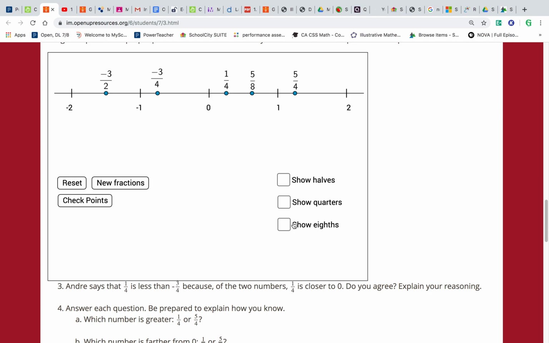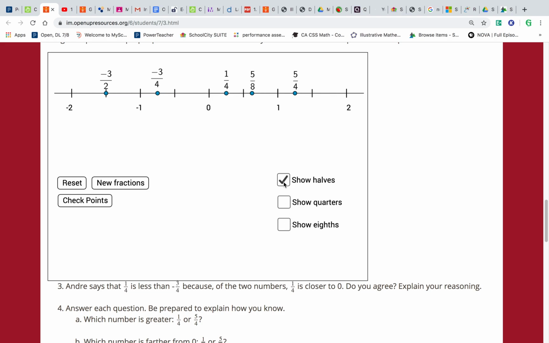So if I show the 8s, let's see what that means. You can see it right here. 1/4, it's at 2/8, right? Because I'm showing the 8s, so this is 2 of them. And this is 1 2/8, right? This would be -6/8. If you actually count this, 1, 2, 3, 4, 5, 6. Okay, so that's important to be aware of.